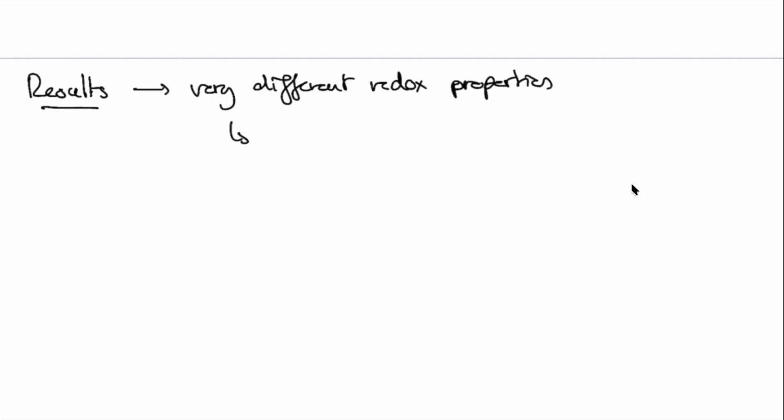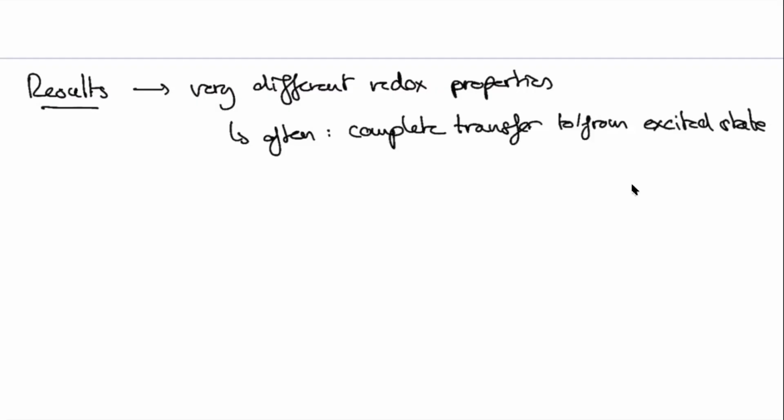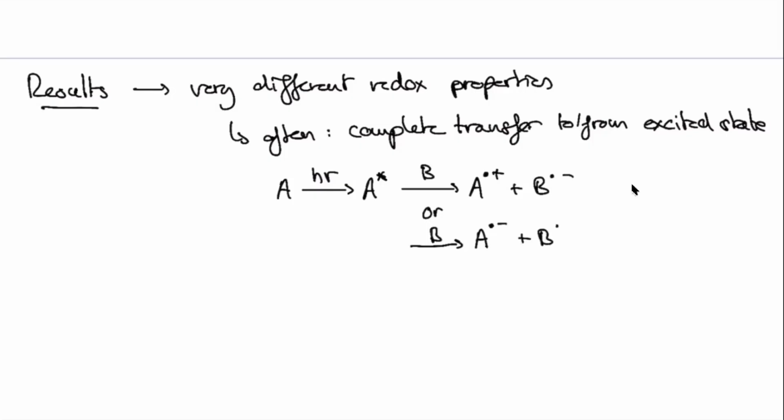Okay, so often you start with a complete transfer to or from the excited state. So what does that mean? Let's look at that. So let's say we have a molecule A. We excite it with light, h nu, to the excited state. I use this asterisk to indicate the excited state. Then I add another molecule B, for example, which in this case does an electron transfer. So I can make, for example, a radical cation or a radical anion, depending on the nature of A and B, or I can have the radical anion on A and the radical cation on B.